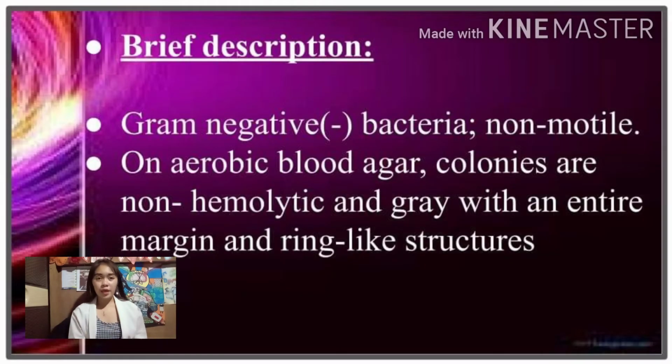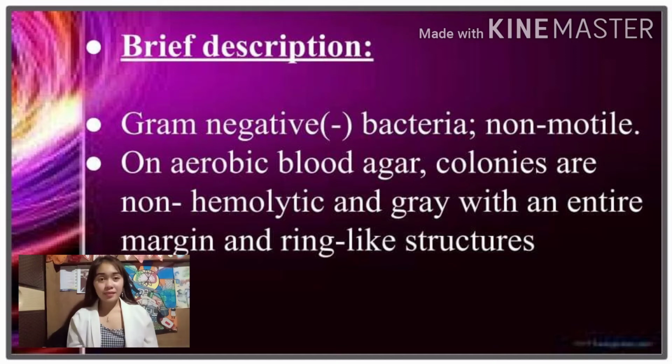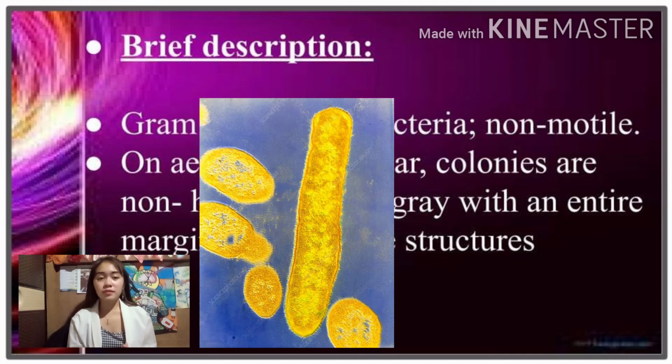It is a gram-negative, non-motile, anaerobic bacterium. On blood agar, colonies are non-hemolytic and gray with an entire margin and ring-like structures. It is saccharolytic, extremely virulent and can cause widespread tissue destruction, has a capsule and also produces several enzymes, with no pigment or spore formation.